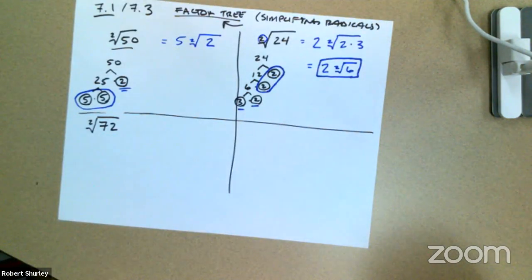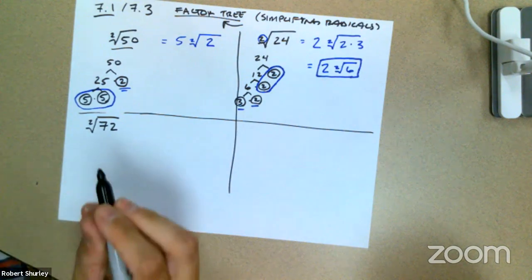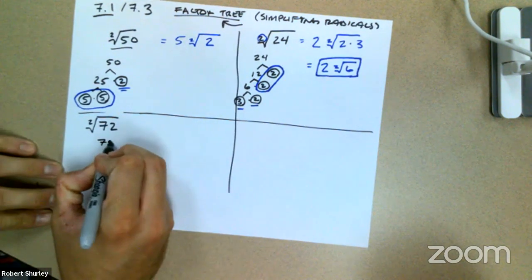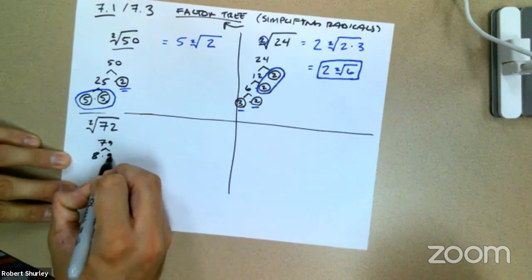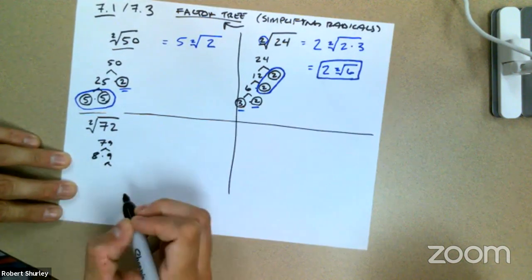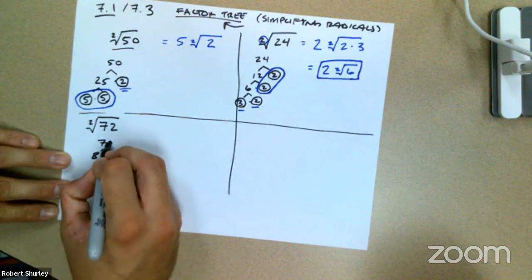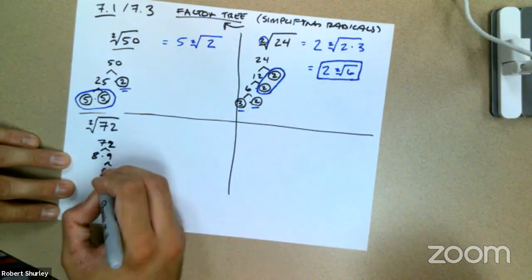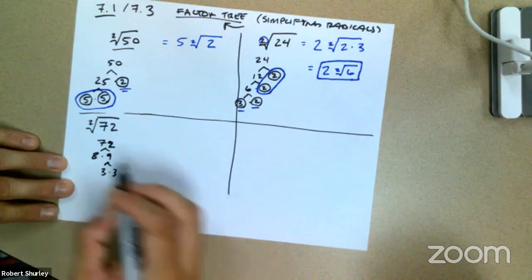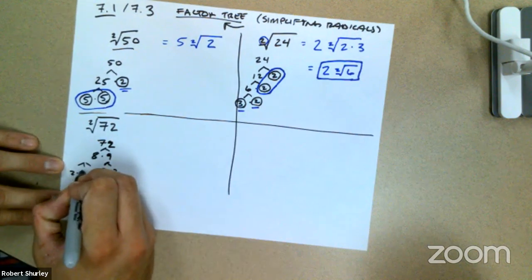Okay. So I'm going to break down 72. Let's see. It's like what? 8 times 9? Then 9, is that right? I feel like it's right. That's 72, not 79. Then 9 is 3 times 3. And I know 8 is 2 times 2 times 2.